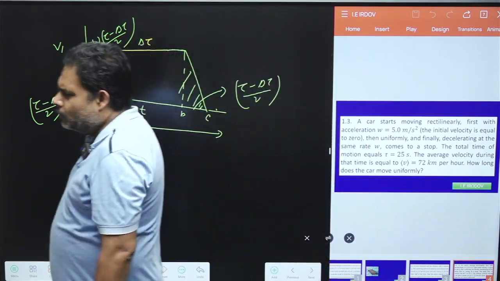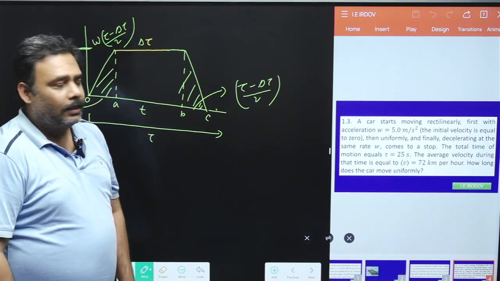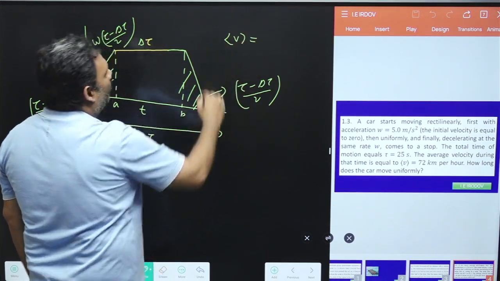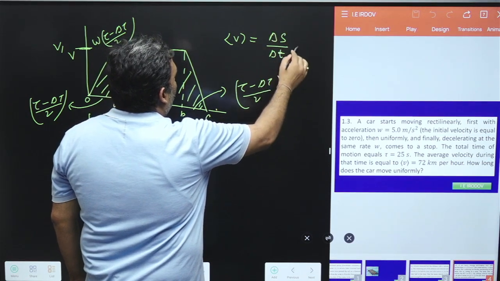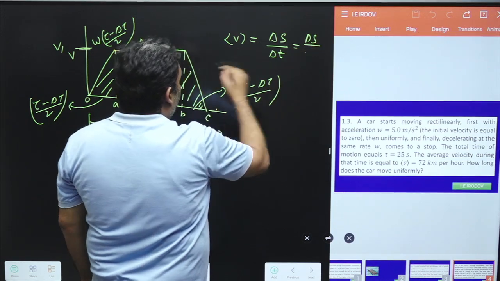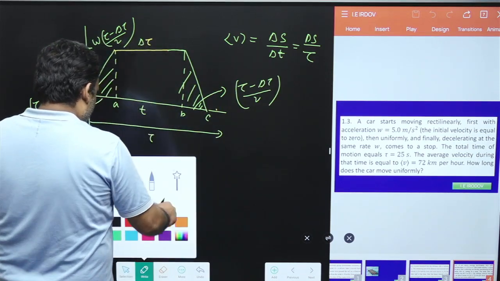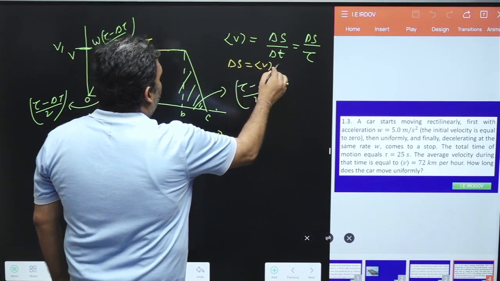Now we can use either S is equal to ut plus half at square, or v into delta t, or we can find the area under the curve. We can easily get it. Now the average velocity is given, so this is known. What is average velocity? That is delta S upon delta t. Here delta t is given, so we have to calculate delta S indirectly. So what will be the value of delta S? When we calculate it, delta S is equal to V into delta t.